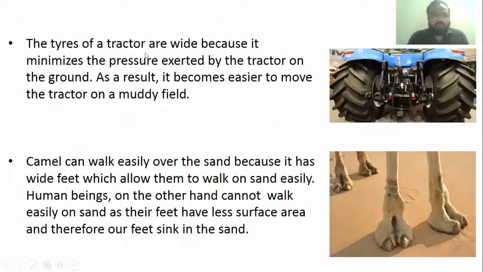The tires of a tractor are wide because it minimizes the pressure exerted by the tractor on the ground. As a result, it becomes easier to move a tractor on a muddy field. Because of these very wide tires, less pressure is exerted on the ground, so it becomes easier to move the tractor on a muddy field.